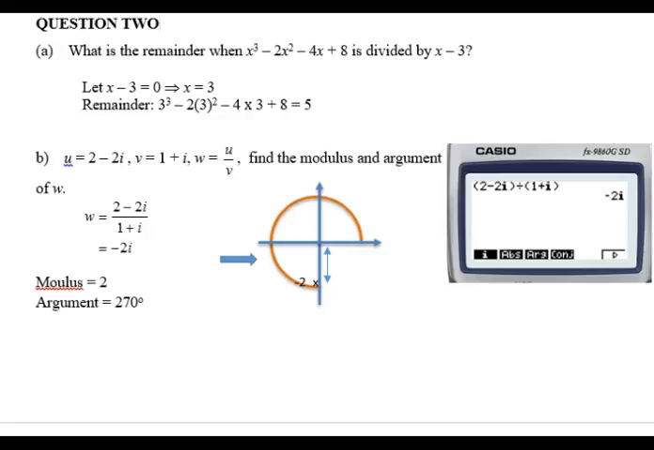Okay, so the angle indicated there is 270 degrees. Modulus is the length, so it's not negative 2i, it's just 2, and the argument 270. Or again, something like 3 pi over 2, anything equivalent.